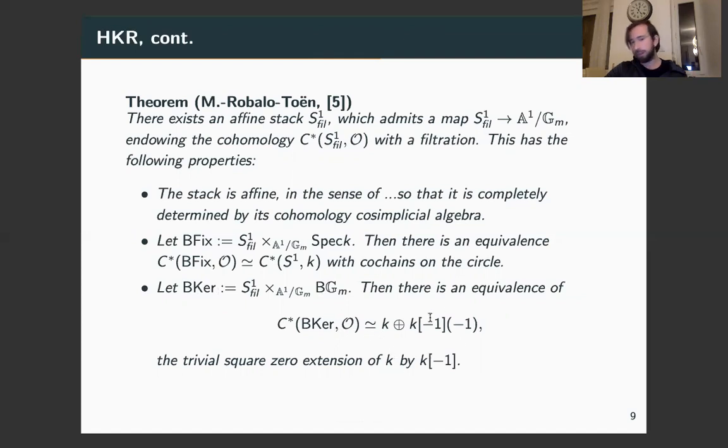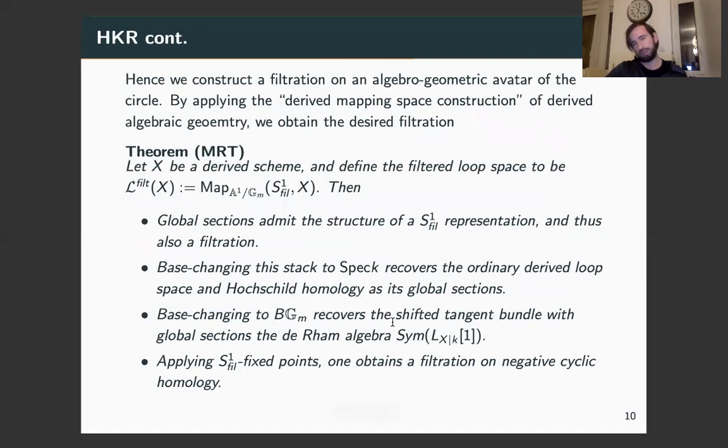by K minus 1 placed in weight minus 1. This is again as co-simplicial commutative algebras. And that's an important structure that we identify. So what we've done is we constructed an algebro-geometric avatar of the topological circle, which naturally has a filtration. By taking the derived mapping space of maps out of it into an arbitrary derived scheme, which we call the filtered loop space, we recover Hochschild homology as the global sections of the pullback.